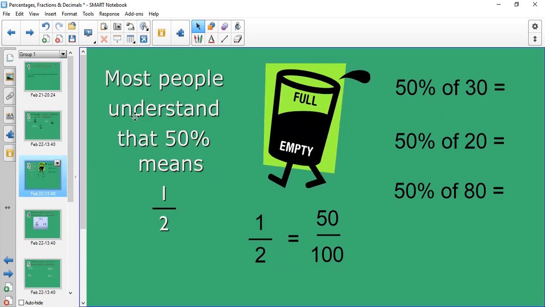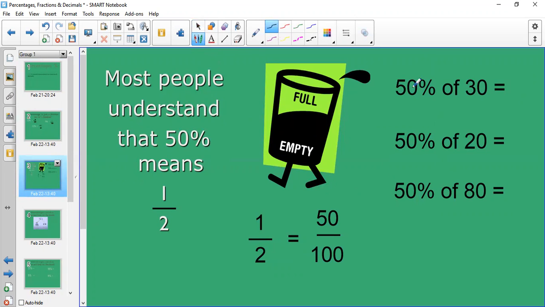Most people understand that whenever you see 50%, that means a half, because a half is equal to 50 over 100, because a half of 100 is 50. 50 add 50 is 100. So a half always equals 50%.